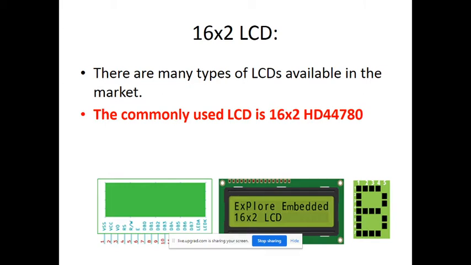Now our third practical is an LCD. There are a number of LCDs available in the market, but the commonly used LCD is HD44780, which is a 16 character, two line LCD, that is 16 characters per line, and in this fashion there are two lines, and that's why it is called a 16x2 LCD.